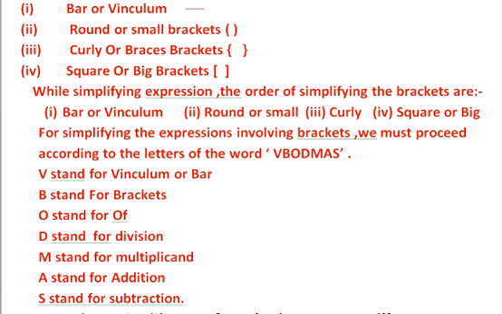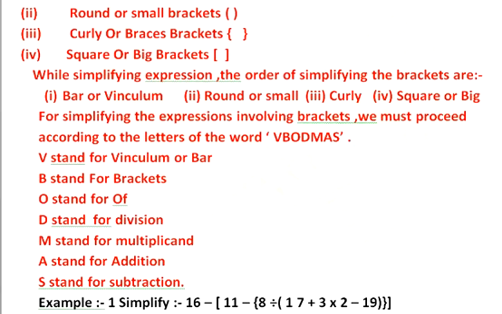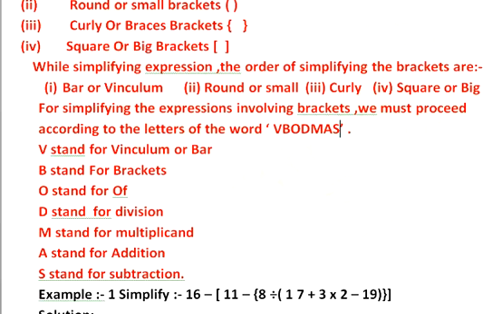So we learn by example. Example number 1. Here the expression is given. Simplify. In this simplification, first we see which letters of the word are given. First is V, vinculum or bar. In this expression, is a bar given? No. Next is B, brackets. Here in this expression brackets are given.